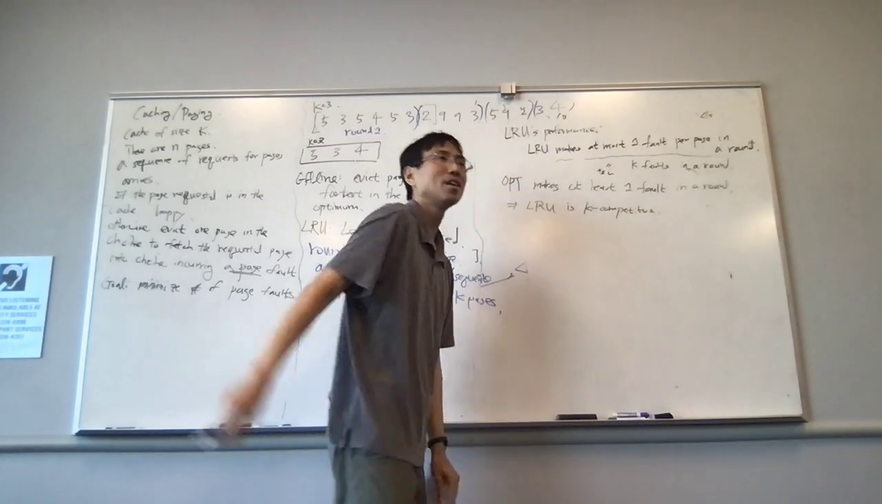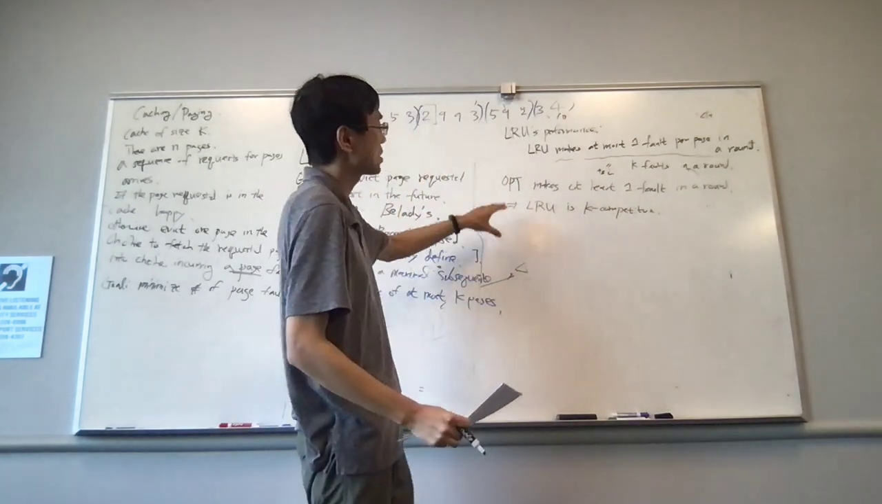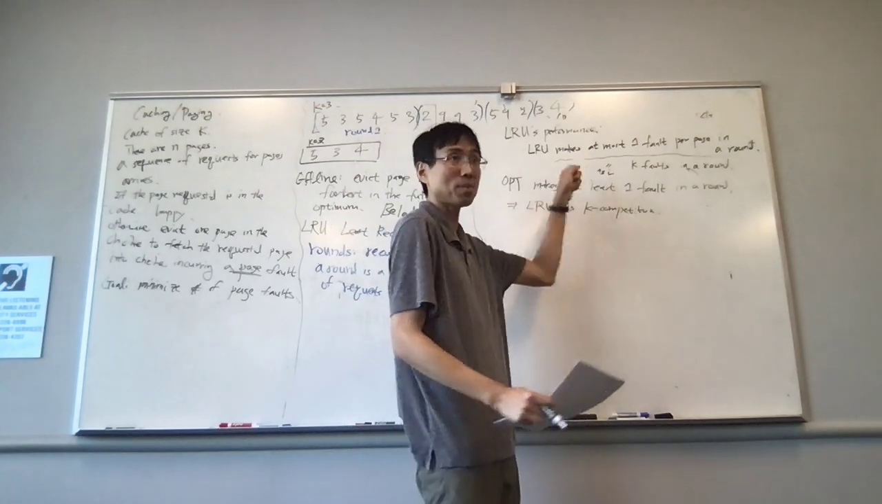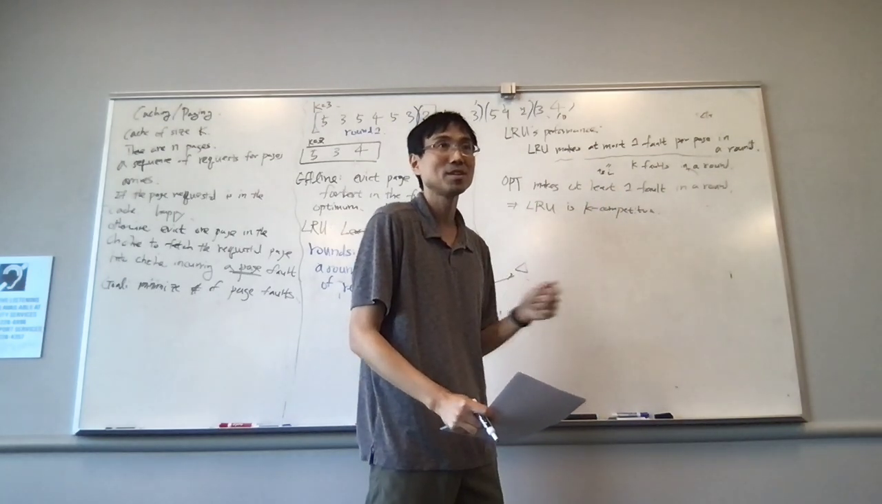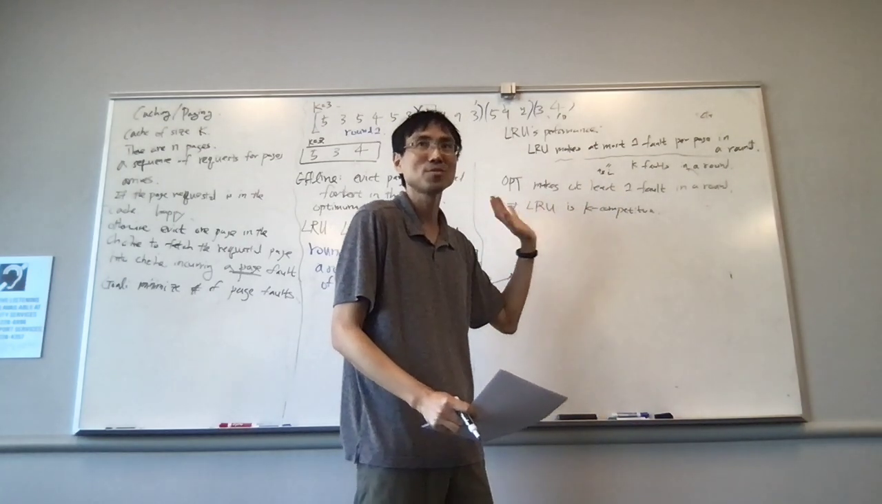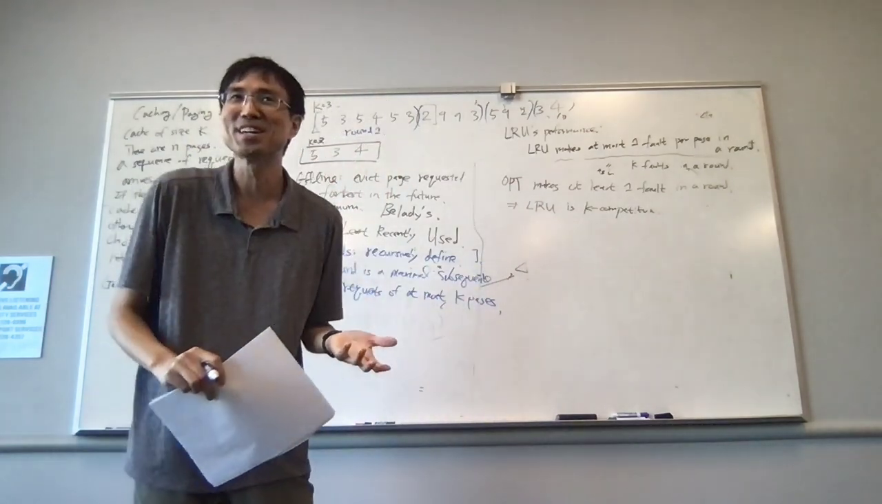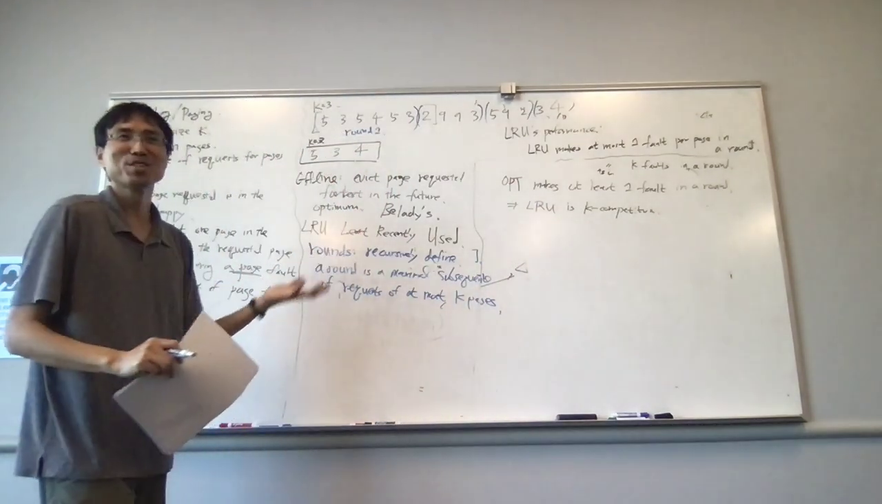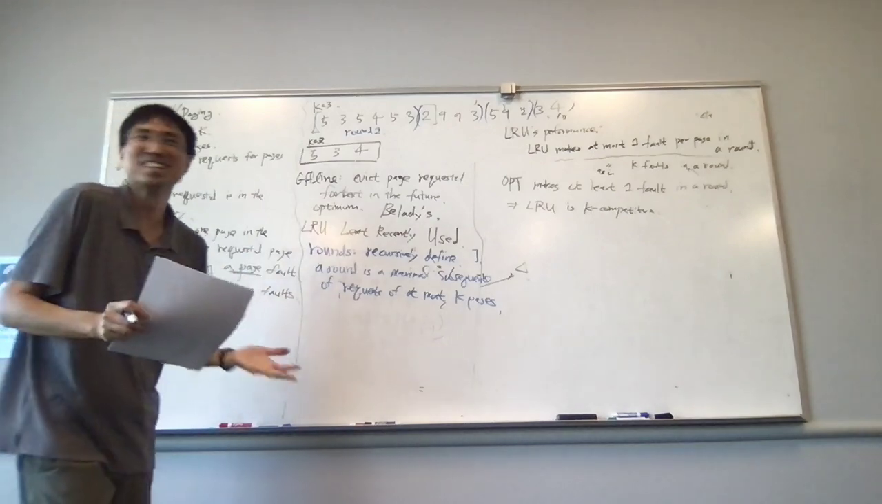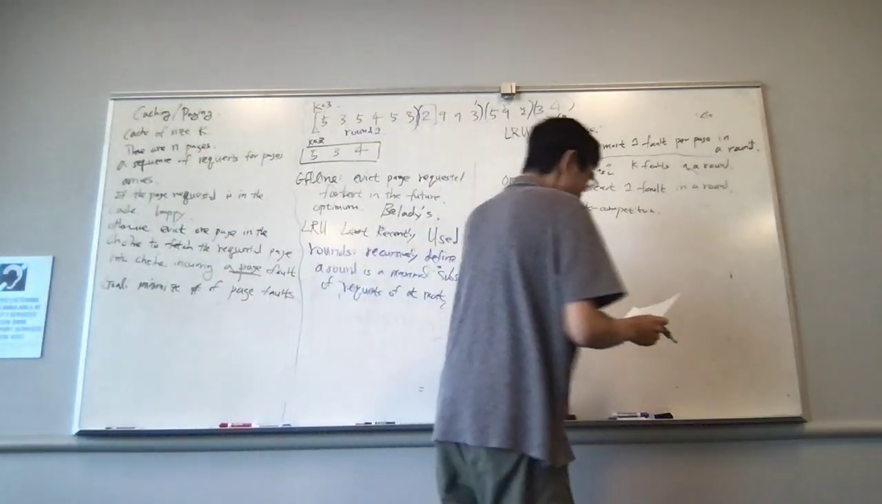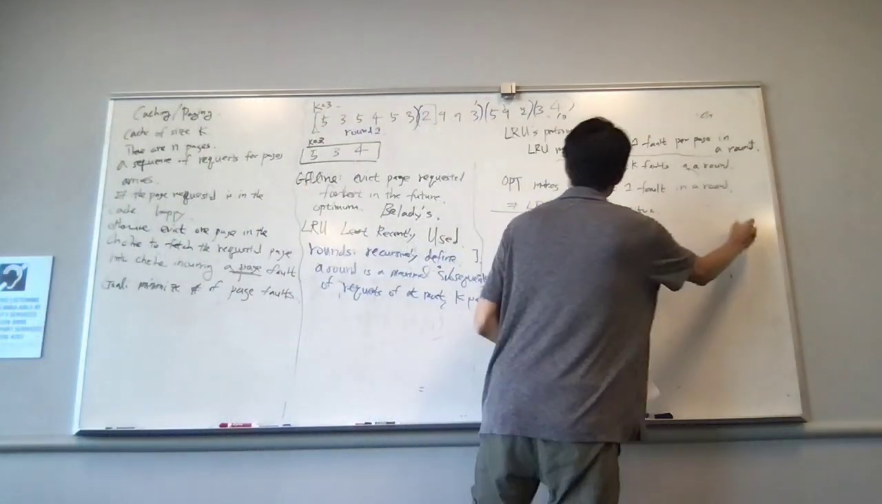It makes at most a factor K more page faults than optimum. Good. But this is not very satisfactory. K can be really large, and a factor K is not that great.